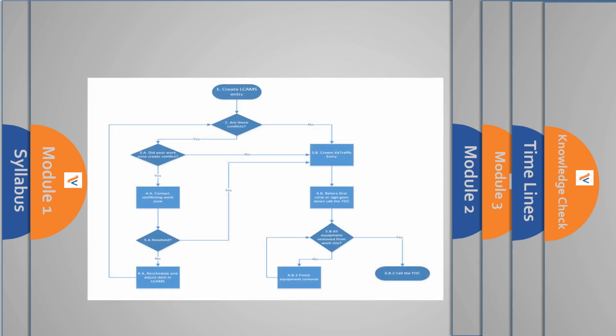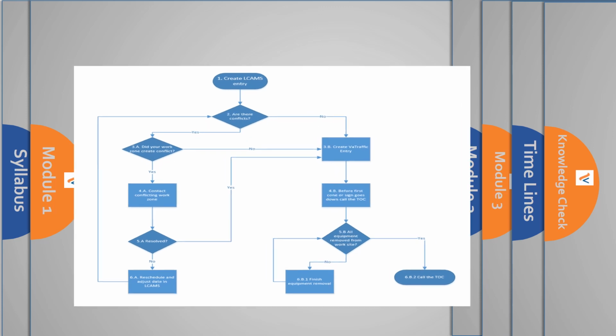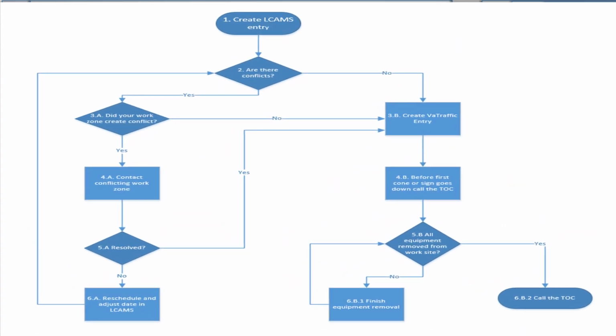Shown here is a flow chart that will walk you through the entire process from beginning to end. This chart is also included in the course material. The first thing you're going to do is create your LCAMS entries. In a very simple situation, you'll learn that there are no conflicts. If there are no conflicts, the system will tell you, and then you can move on to creating your VA traffic entry.